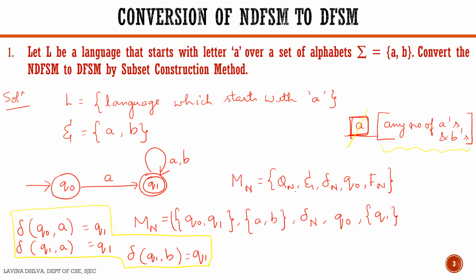If we were to write the same using a transition table, then we will write it like this. Q0 on seeing an A goes to Q1 state. Here there is no transition defined for B. And Q1 state, which is the final state, when we see an A goes to Q1 state, and when we see a B, we go to Q1 state.